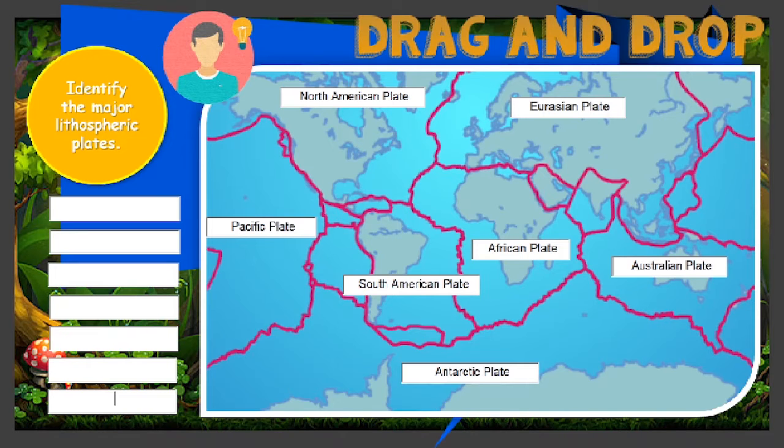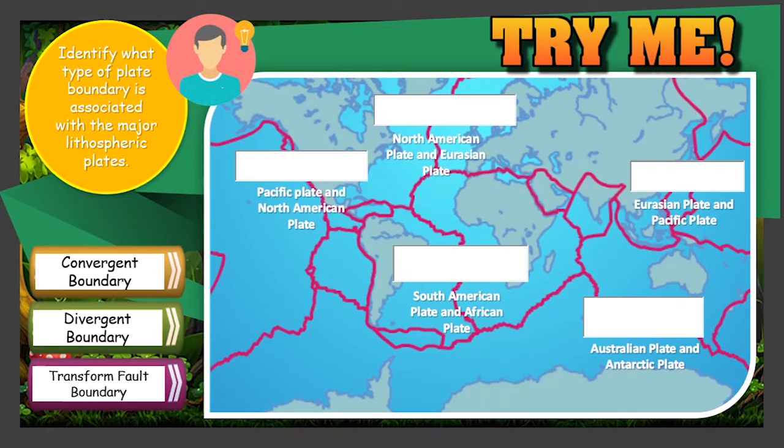Okay, now it's time for the next activity. For this activity, you see on the map the combinations of the lithospheric plates, and now you're going to identify the type of plate boundaries associated with them. So there you go, let's have the first one. We have the Pacific plate and the North American plate. So which among the three types of boundary is associated with the Pacific plate and the North American plate?